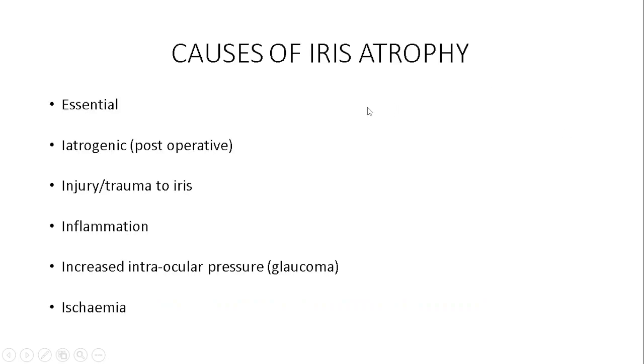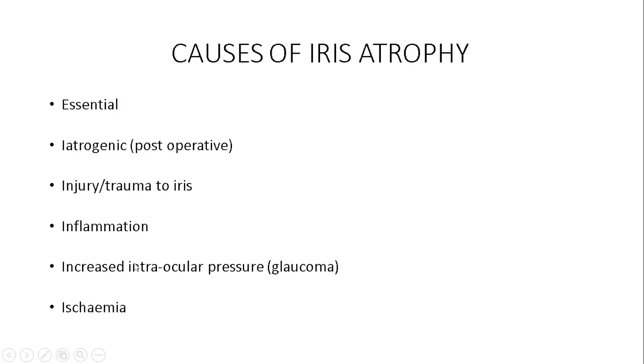Now look at the cause or etiology of iris atrophy. Sometimes the cause is unknown, that is, essential. Other times it is caused by surgeons, or iatrogenic, when the surgeon spends so much time in theater manipulating the iris. It can be a cause of iris atrophy, so we call it iatrogenic cause. It can also be as a result of injury or trauma to the iris. Another cause is inflammation within the eye. We will delve more into that, just like increased intraocular pressure causing iris atrophy, and then ischemia. For the very last three, we'll delve a bit more into that.